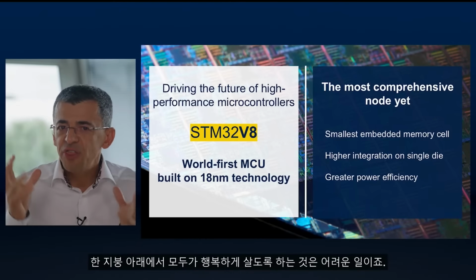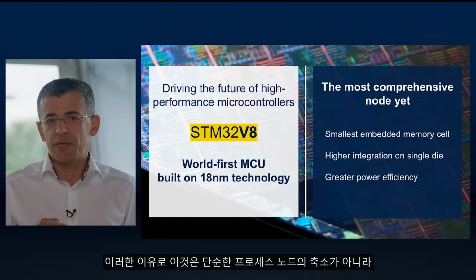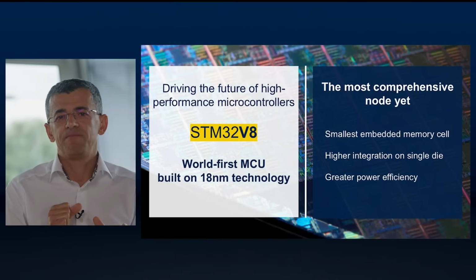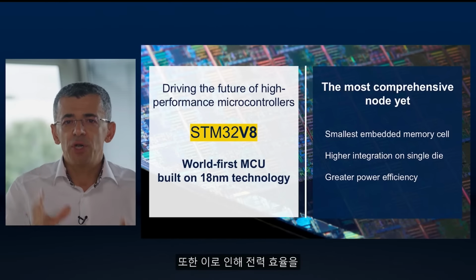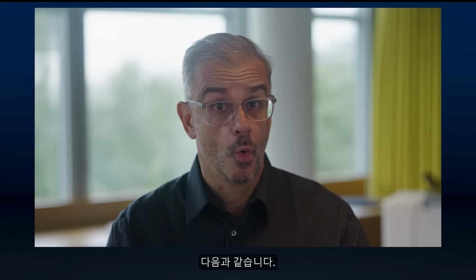Ensuring everything lives happily under one roof is hard. That's why it's not just a process node shrink, but our most comprehensive node yet. It has also enabled us to achieve greater power efficiency. And here is what this means for developers all over the world.